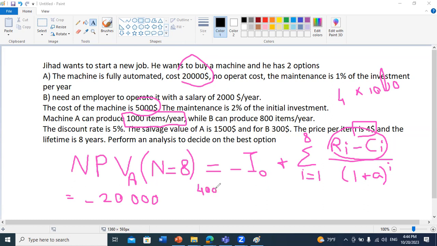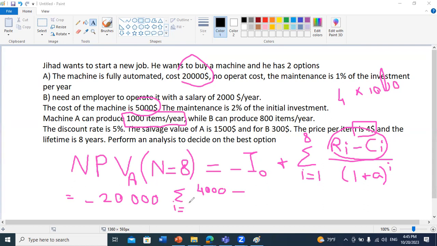Professor, isn't this the revenue? Does this take into account the cost? Yes, this is the income. It's the revenue. It doesn't take into account the cost. Now we'll do minus. Okay, so we do summation from 1 to 8.